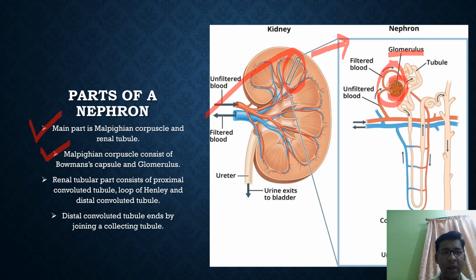Coming to the renal tubular part, it consists of a proximal convoluted tubule. This is the proximal convoluted tubule. Then the U-shaped part, this is Henle's loop, or loop of Henle. And then coming to the distal convoluted tubule, this part is the distal convoluted tubule, and the distal convoluted tubule ends by joining a collecting duct. This is the collecting duct.